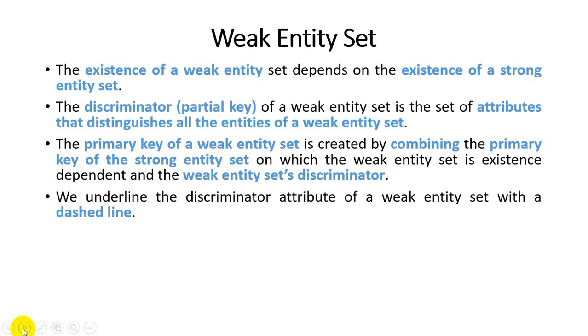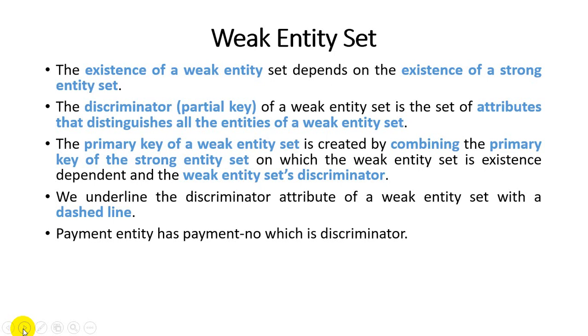We discussed this in a previous PPT. Loan number, it is a dashed line. So as per the requirement, whenever we require a unique record, we can use the combination of the dashed line attribute and some other attributes. A payment entity has a payment number which is the discriminator, as we discussed previously. Loan entity has loan number as a primary key.